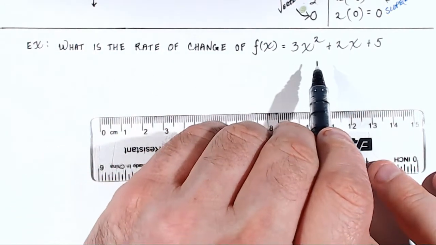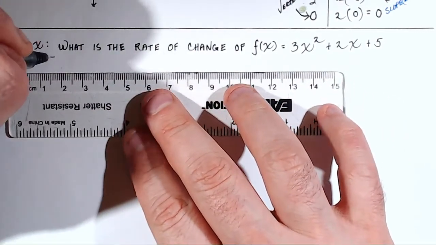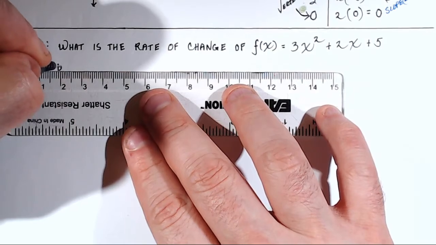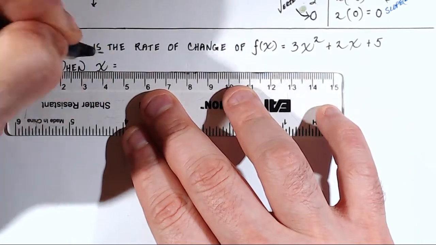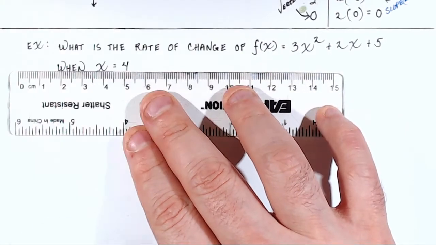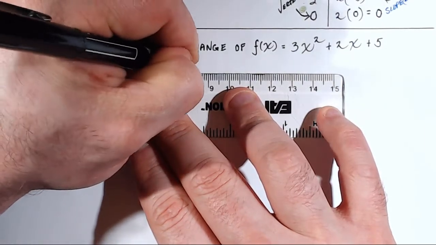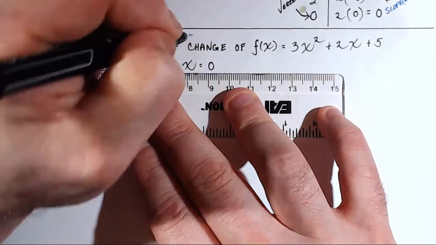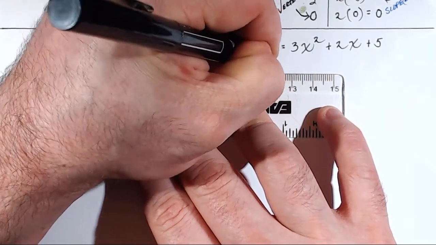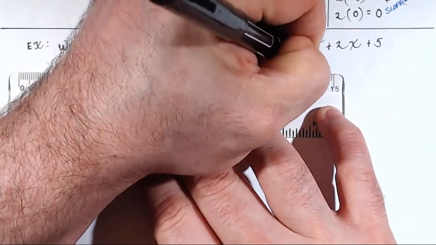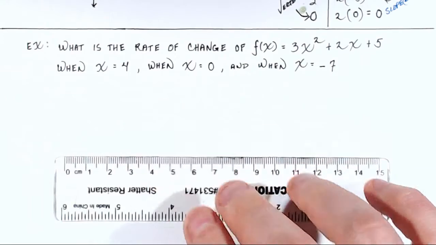What is the rate of change of this quadratic function when x equals 4, when x equals 0, and when x equals negative 7. Okay, we'll evaluate that.